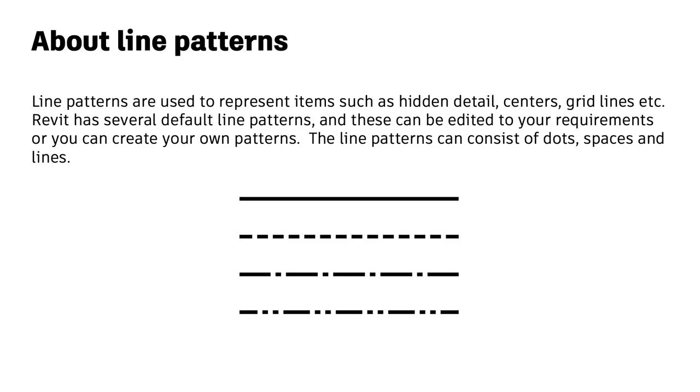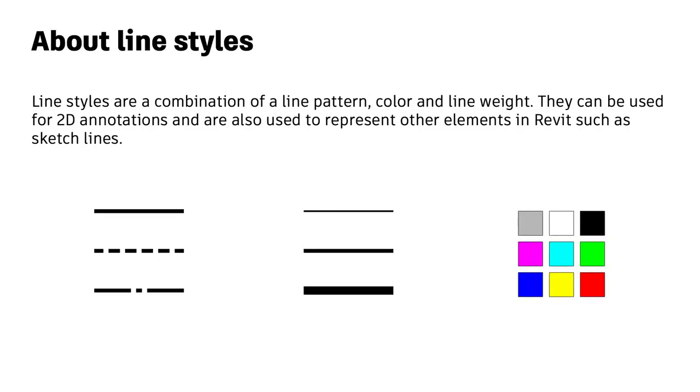Revit has several default line patterns, and these can be edited to your requirements, or you can create your own patterns. The line patterns can consist of dots, spaces, and lines. Line styles are a combination of line patterns, color, and line weights. They can be used for 2D annotations and are also used to represent other elements in Revit such as sketch lines. Typically, object styles, line weights, line patterns, and line styles will be set up and stored in a Revit template file. Your new projects are then started from this template.